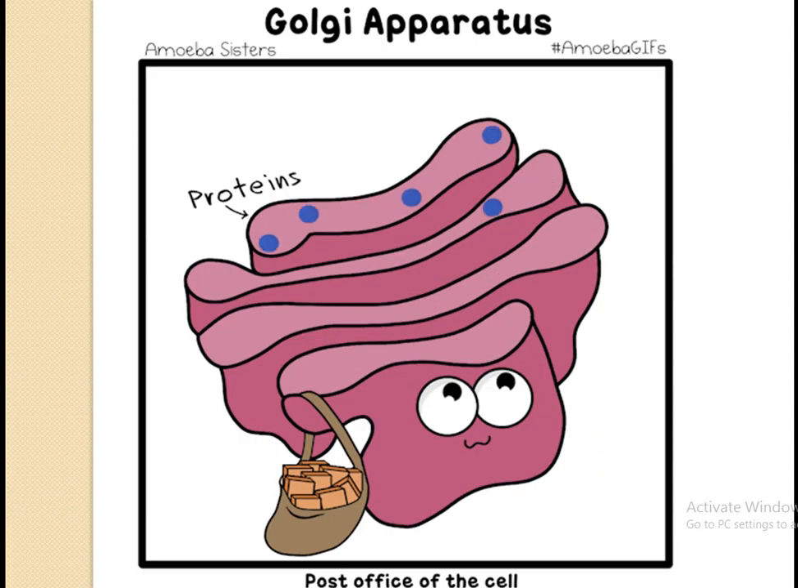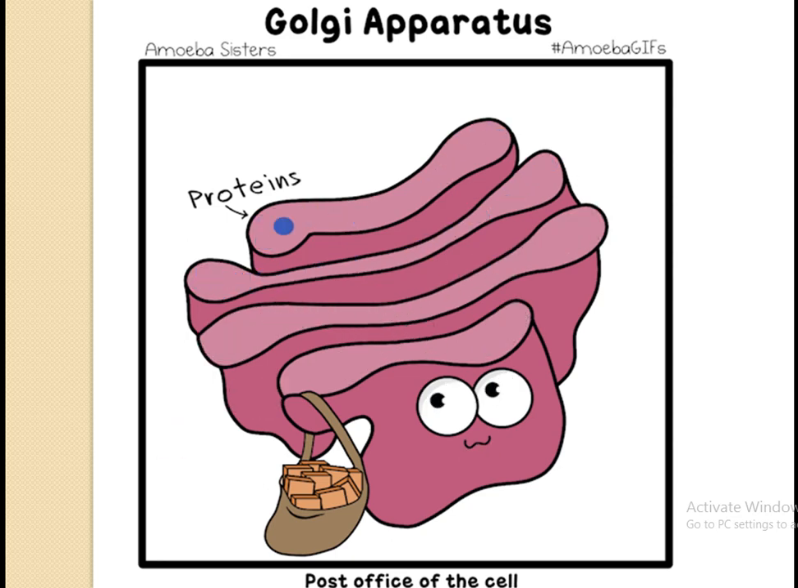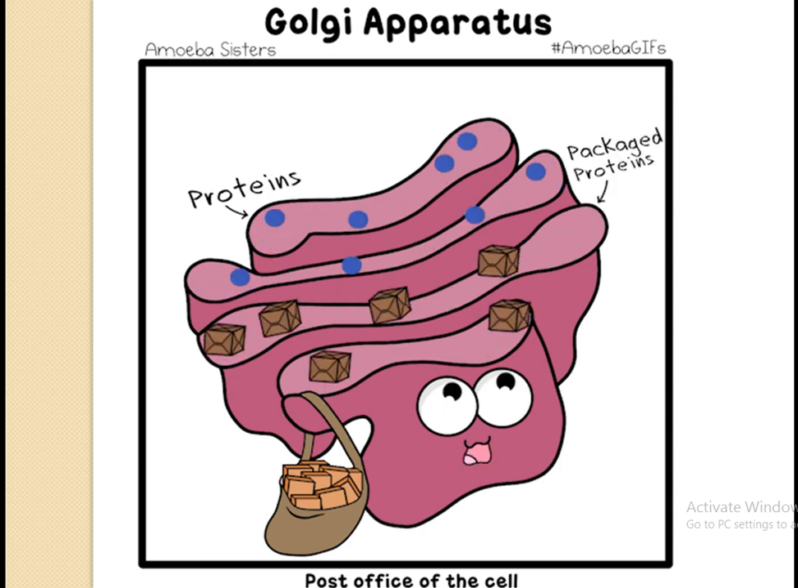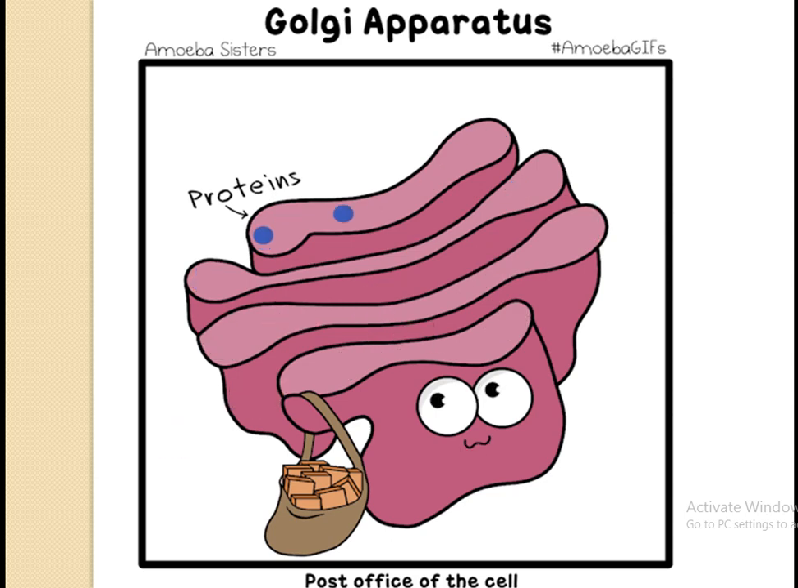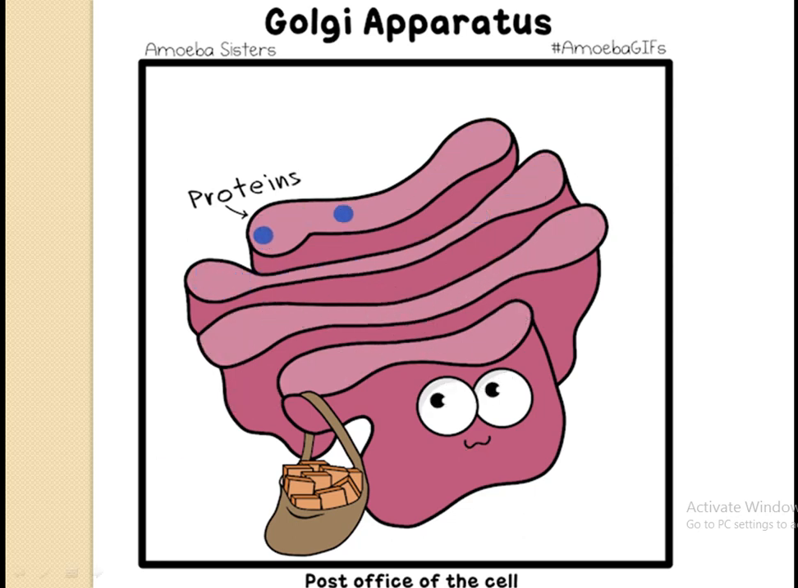This is the animation to show how the function of the Golgi apparatus takes place inside the cell. Different types of proteins which are formed by the ribosomes of the endoplasmic reticulum come to the Golgi apparatus and then they are packed here. This is the packing. And after that they come out of the Golgi apparatus.